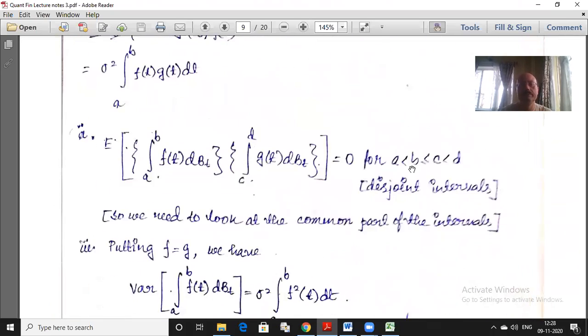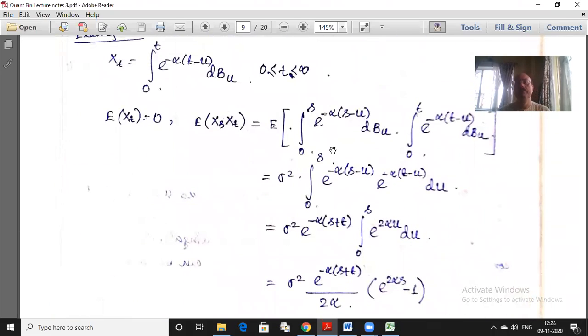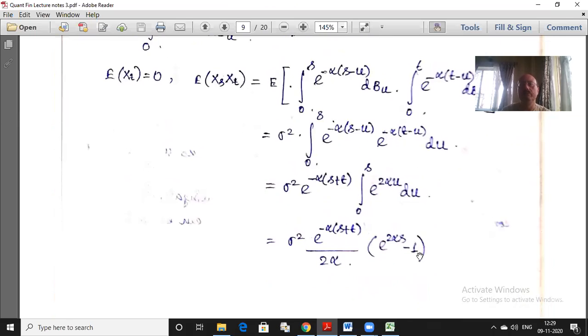So using that, this covariance I can write as sigma squared, this f and g times the dt. So this becomes a dt integral, and I think it's not written here, but what we are using is that s is less than or equal to t, so it is on the common part of the interval. So 0 to s. For s less than or equal to t, the common part is 0 to s. So this is my integral, and then I can easily evaluate that.